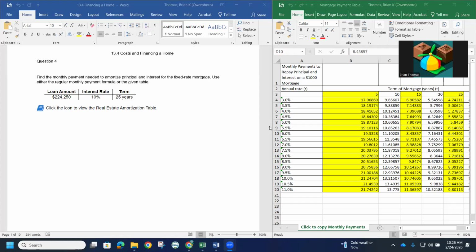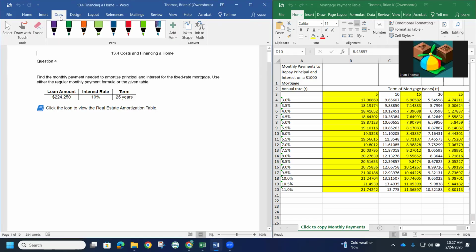So as we continue to look at figuring out what the monthly payment would be on a loan, let's look at another example. Let's look at question 4 and see if we can bring this one to life. So find a monthly payment needed to amortize the principal and interest for the fixed rate mortgage given below.